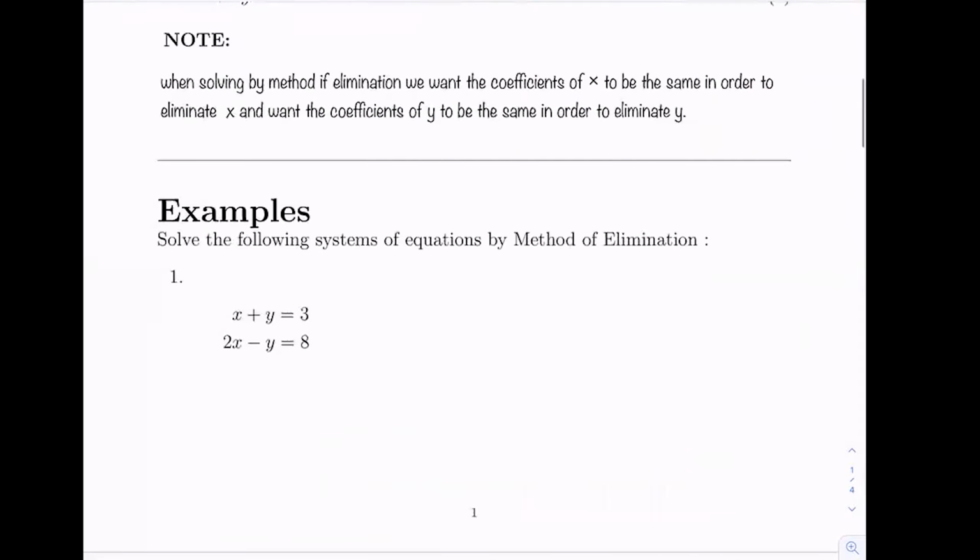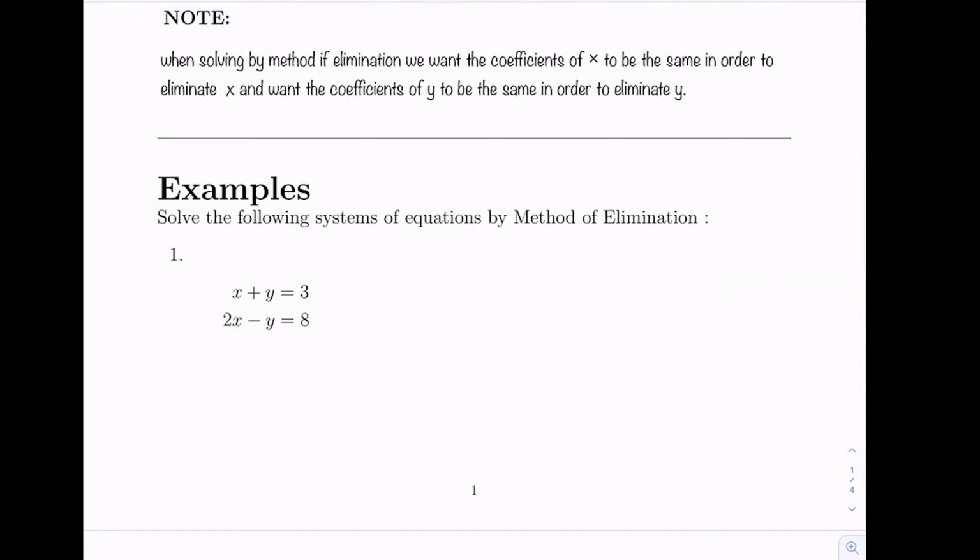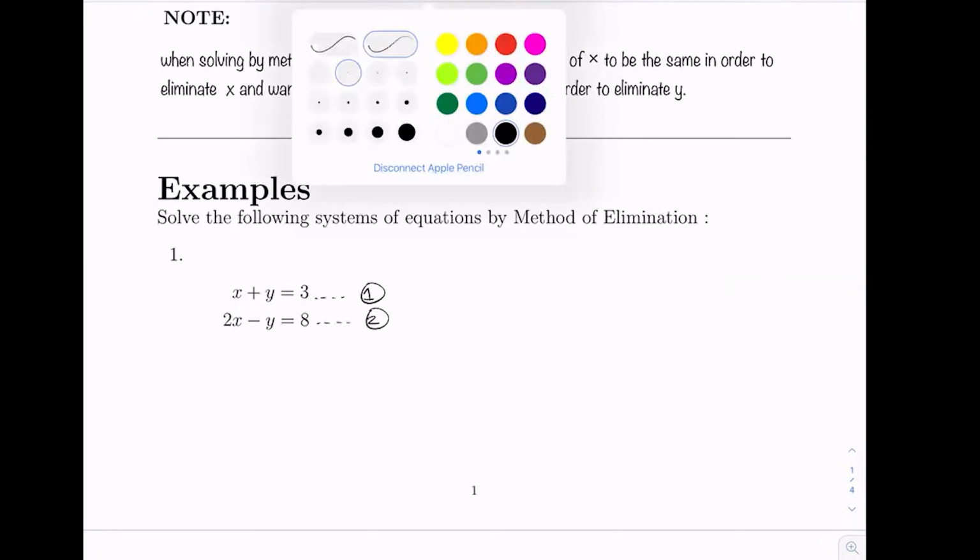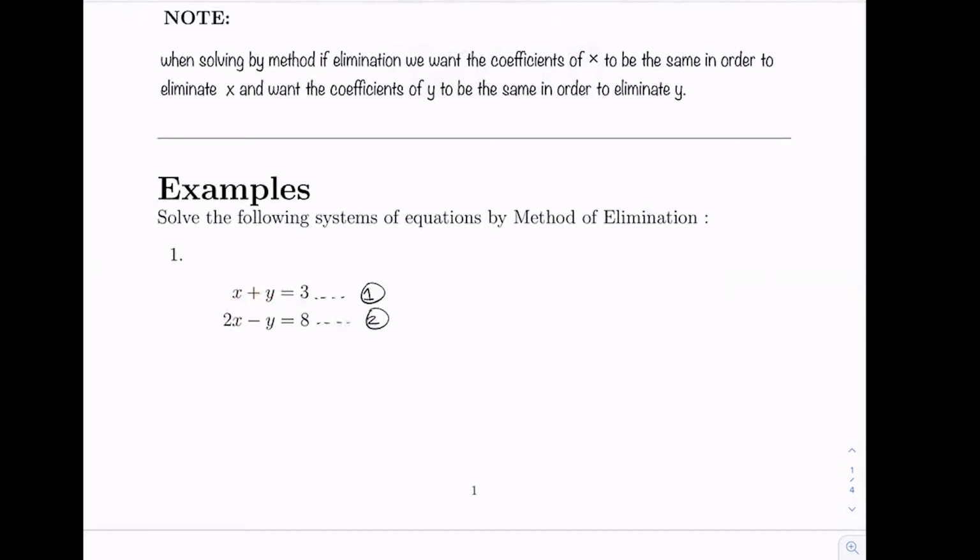Here I have example number 1 for us, and it says solve the following systems of equations by method of elimination. I observe this equation and I realize that the coefficient of X is 1 and the coefficient of Y is 1 for equation number 1. So let's label our equations. That's the first thing we want to do. This is equation number 1, this is equation number 2. The coefficient of X and the coefficient of Y are both 1 in equation number 1. For equation number 2, the coefficient of X is 2 and the coefficient of Y is -1.